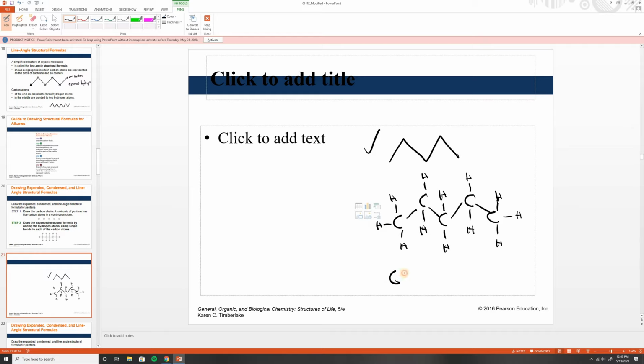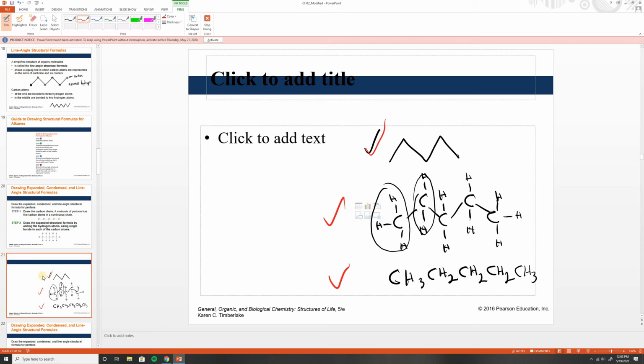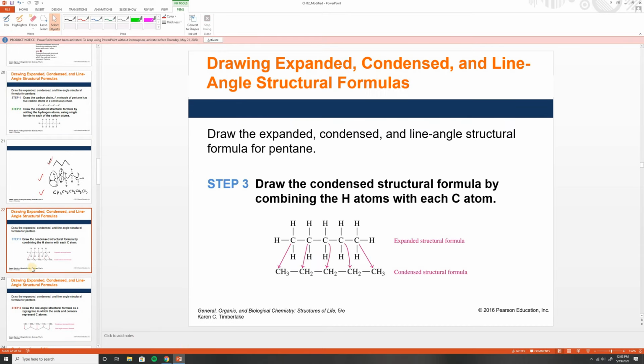And then you have the condensed formula. CH3, CH2, CH2, CH2, CH3. And we figured that out because we basically took each one of these carbon segments and wrote it as CH something. This one would be CH2. And we just kept going along the chain until we got to the end. That's how you write the condensed structural formula. So I hope that makes sense. Please rewind if it doesn't. So we got all those. All right, moving on.